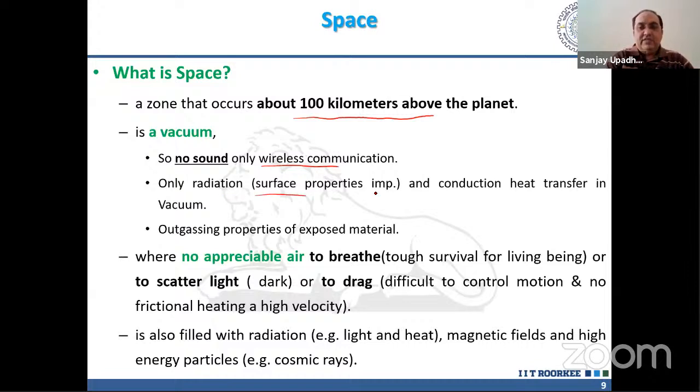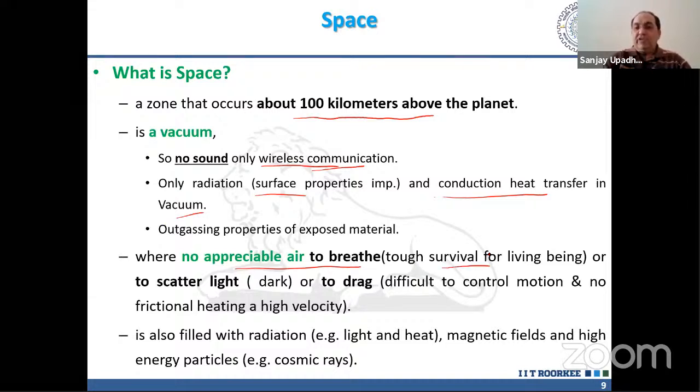So only radiation and conduction, heat transfer in vacuum. Because there is a vacuum, there is no sound, so only wireless communication, and that's why we need to send the space shuttles in the orbit. There is no appreciable air to breathe, which means survival is too tough for living things, or scattered light, drag, difficult to control the motion, no frictional heating or high velocity. It is also filled with radiation, magnetic fields, and high energy. So these are the definitions of space.